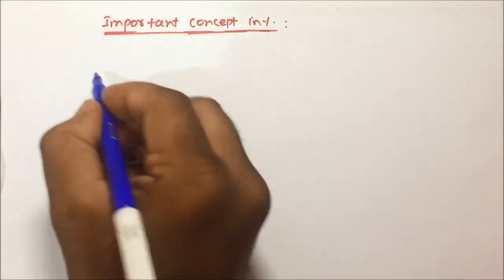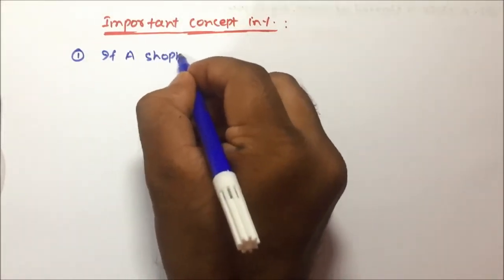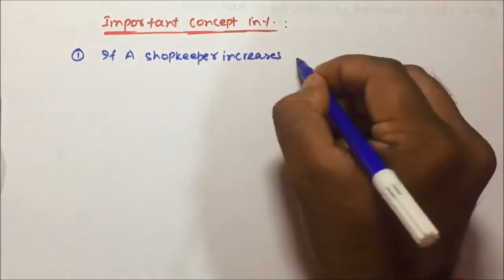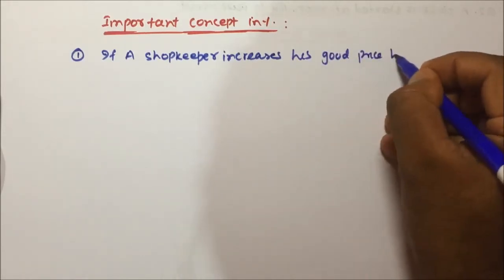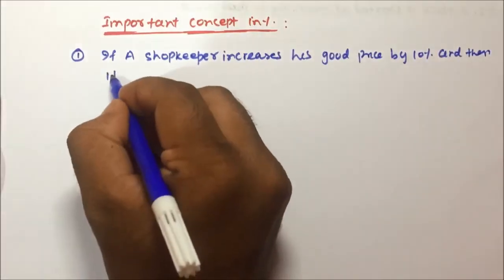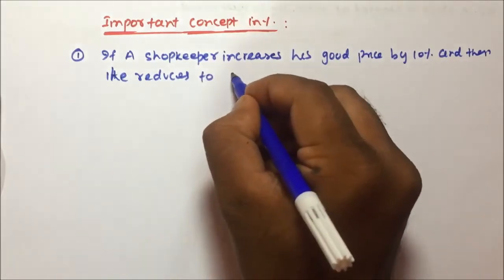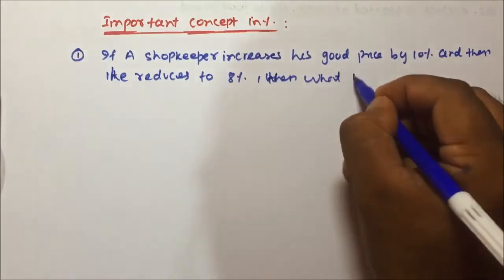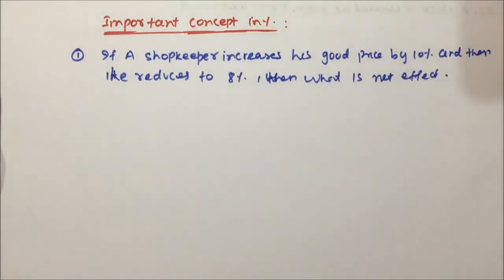Now the question is, if a shopkeeper increases his goods price by 10%, and then reduces it by 8%, then what is the net effect on the price? What is the net effect on the price? This kind of question, let's see how we are going to deal with.